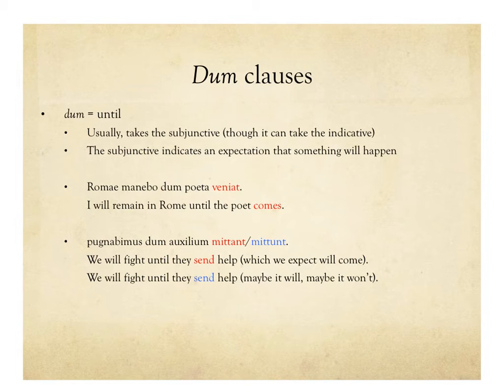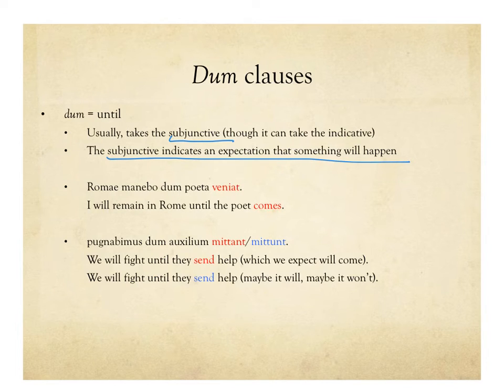Here's our last usage. Dum can sometimes mean until. When it means until, it usually takes the subjunctive, although it can take the indicative. And the subjunctive usually indicates that there's some kind of expectation that this thing is actually going to happen this way, even though it hasn't happened yet, right? So here are some examples.